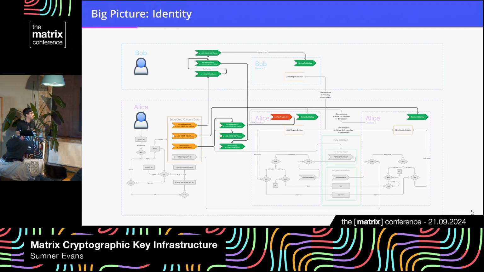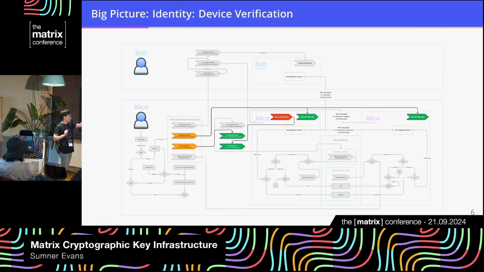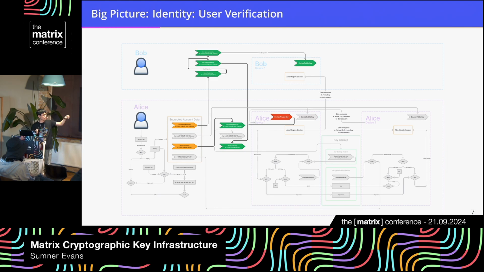Let's move on to identity. So this was the other core feature in Matrix that we use cryptography for. And the highlighted parts of the diagram provide a cryptographic way to verify devices and users. There's actually two pieces here. There's infrastructure for verifying our own devices and trusting our own devices. And then there's infrastructure for trusting other users and their devices.